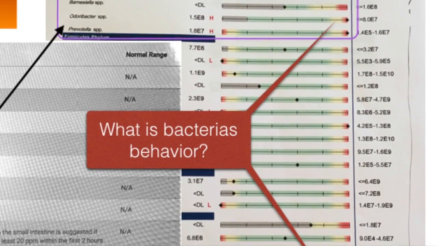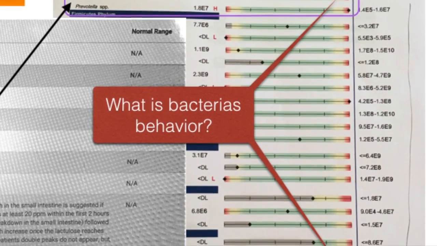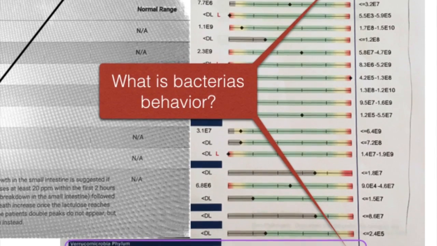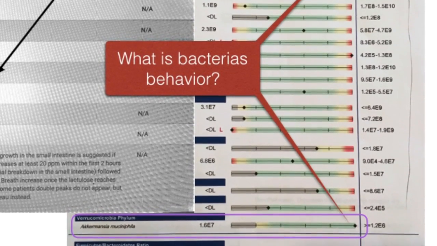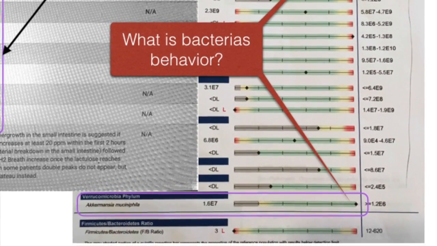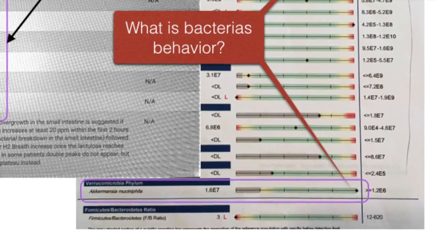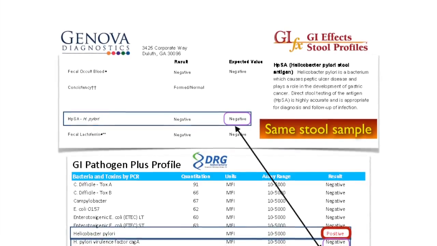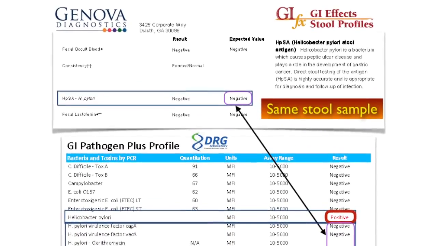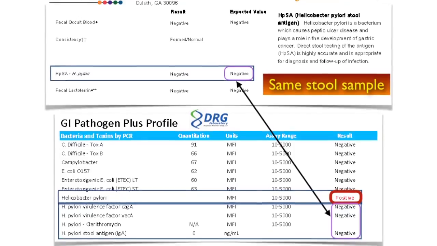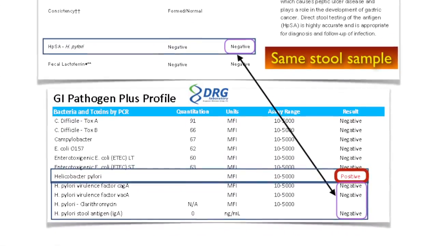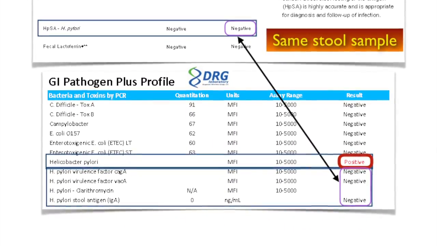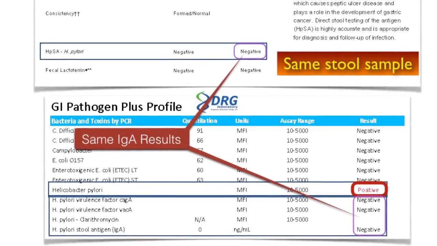With the SIBO breath test, there is no way to identify the bacterial species, and if there's no way to identify the bacterial species, there's no way that we can identify their behavior and how they are causing or contributing to the patient's symptoms. The confusion and differences of opinion in stool testing may be due to the changes made in what is analyzed in the stool test.